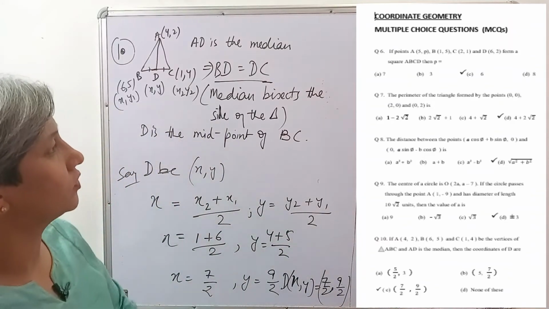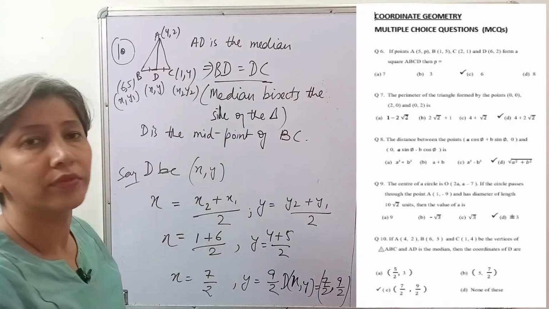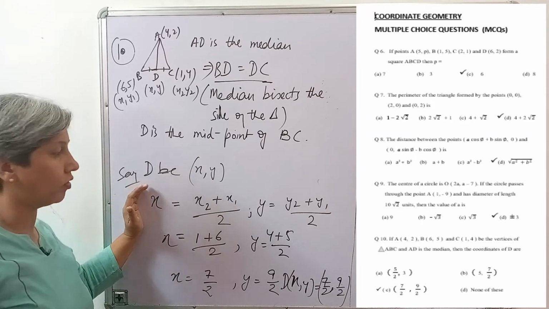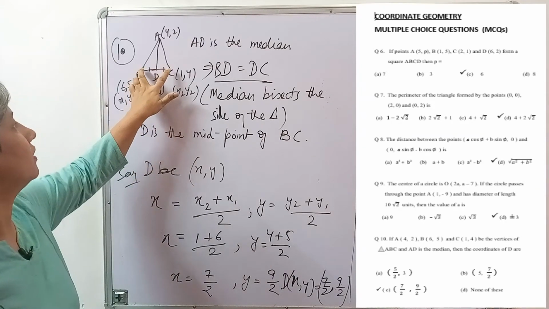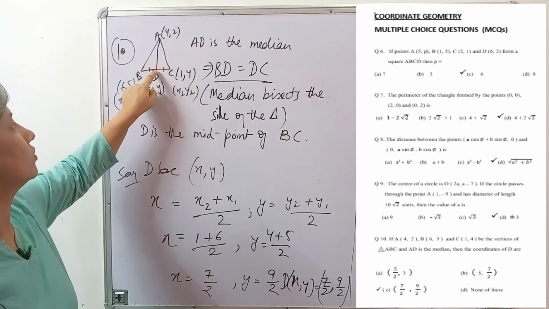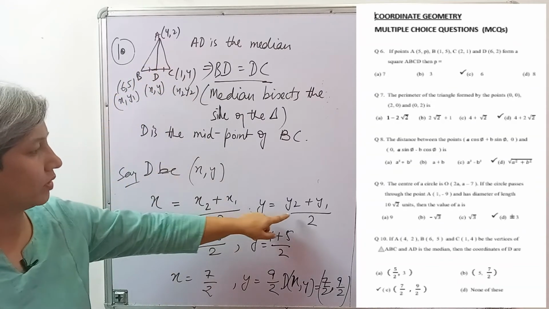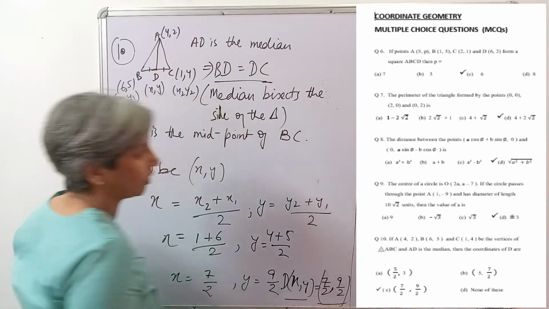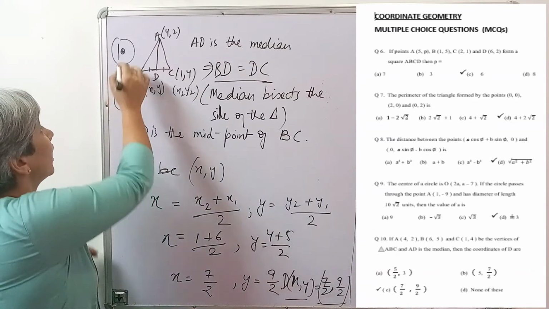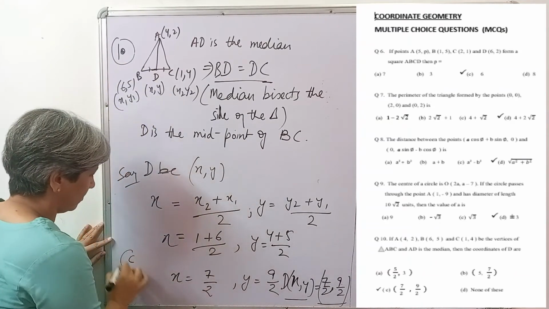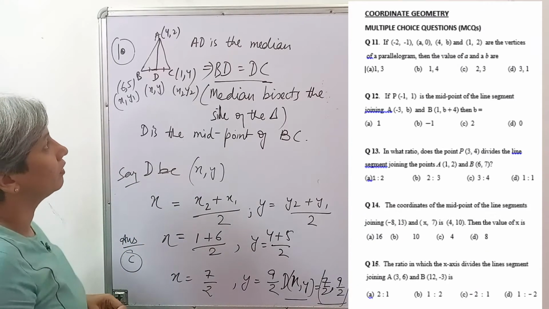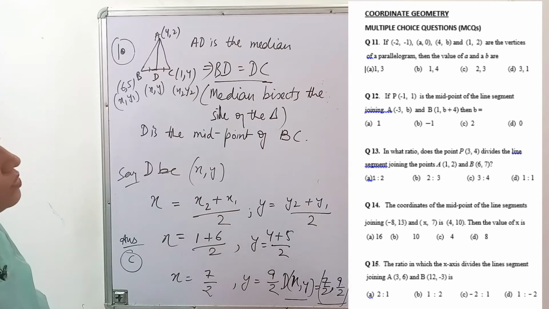Fine. And let's see which option is that. Here it is, C, 7 by 2 and 9 by 2. Clear? We have just put the midpoint formula as BC is getting bisected by D, so it's the midpoint. We just put the values in the midpoint formula, and we have got our D point, 7 by 2 and 9 by 2. C option is correct. So answer for 10th is C. Correct option for 10th is C. Right? So now let's do next question.